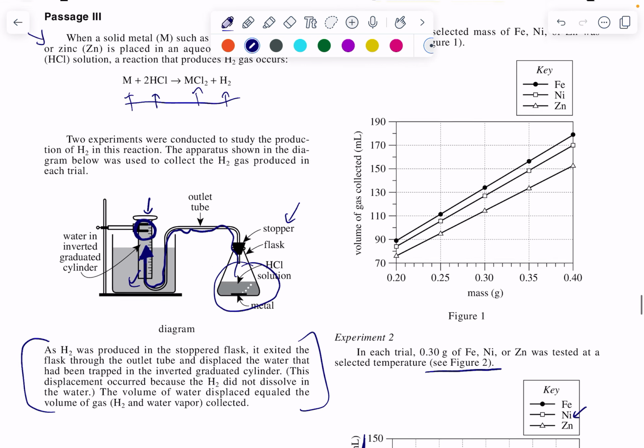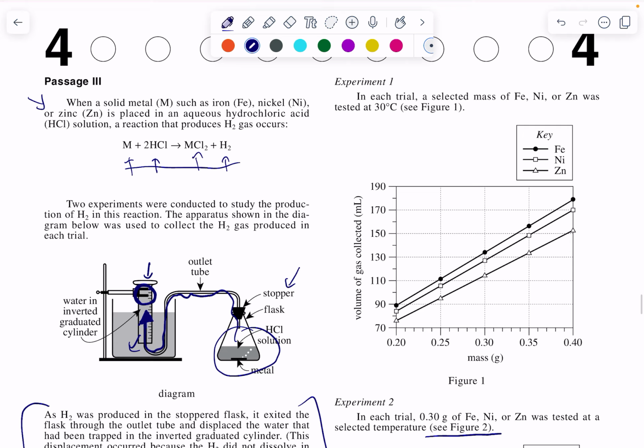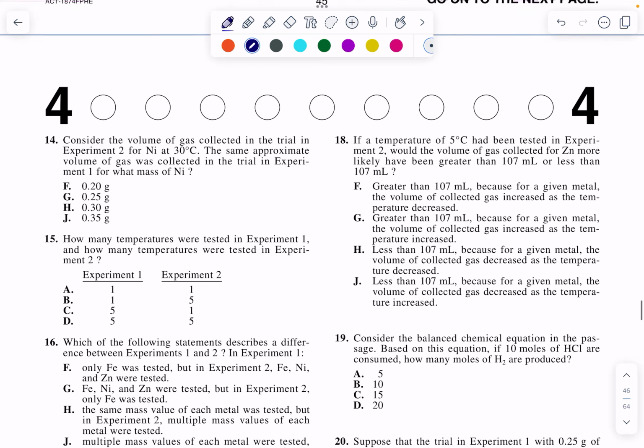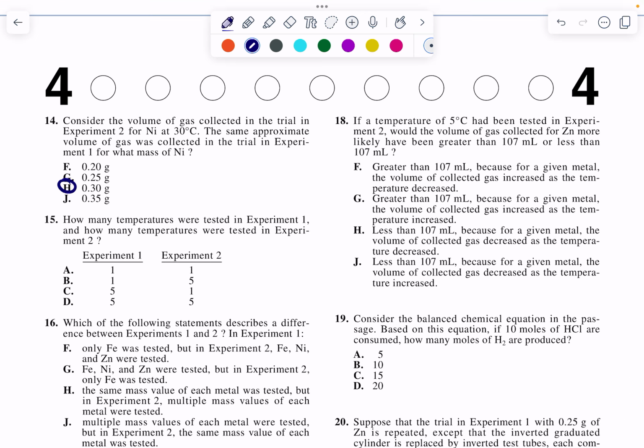And it wants us to compare how much it took to do that in experiment 1. Experiment 1 says in each trial, a selected mass of iron, nickel, or zinc was tested at 30 degrees. So we have different masses down here. So we want to find the spot where 128 milliliters of nickel. Now again, nickel has the same key as the square one. So we just come across here and we see, hey, the nickel produced 128 milliliters of gas at about 0.3 grams. So we can come down here. That's going to be H for our answer.